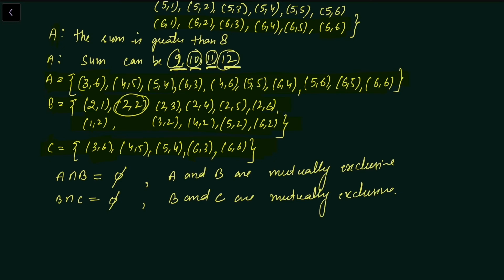But in the question it is asked which pairs are mutually exclusive. So A and B, because A intersection B is equal to phi, are mutually exclusive. And B intersection C is also equal to phi. We do not have any common outcome between B and C. Therefore B and C are also mutually exclusive.